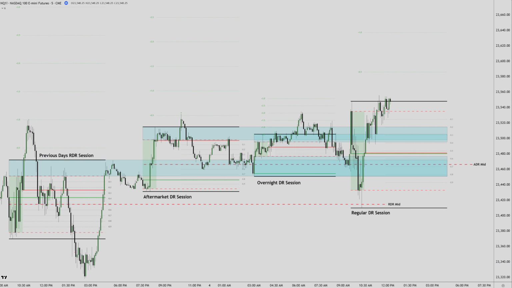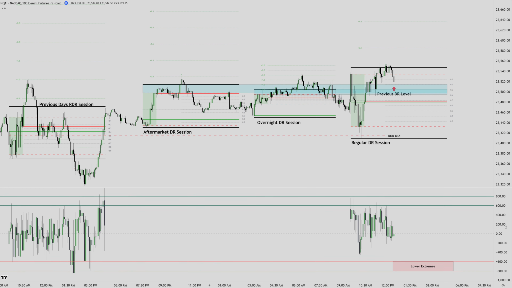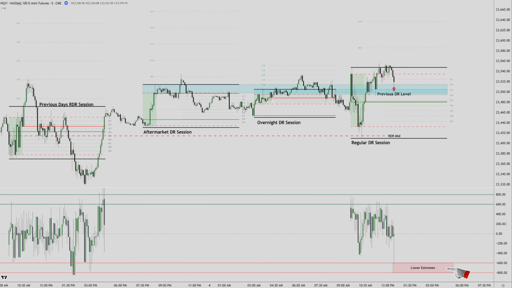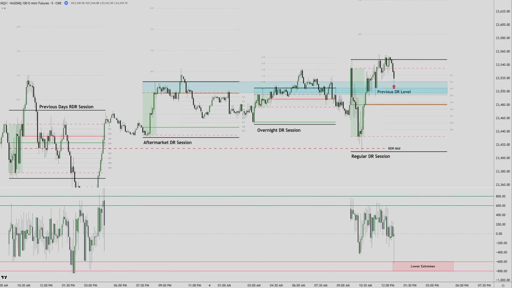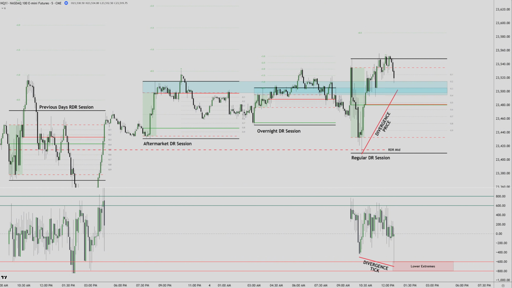A few moments later, this retracement unfolds. Would you take this trade here? This retracement uncovers something more, and I also made a video about it on my channel for free. The tick grid indicator reaches the lower extremes, making a lower low, while price is making a higher high. That is a crystal clear divergence in price versus tick, further supporting a long trade idea here.